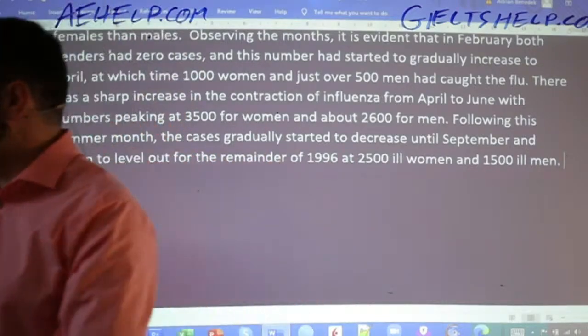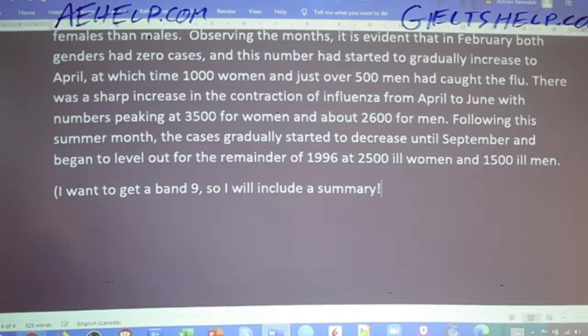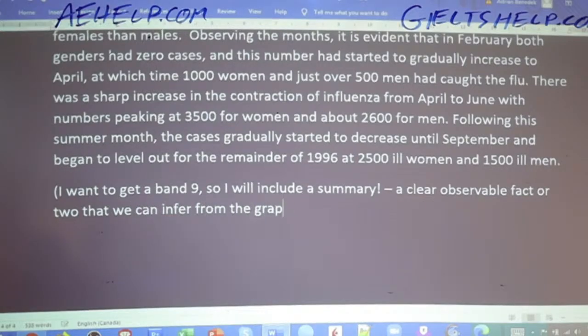Okay, that looks good. Now, if I'm really shooting for the stars and I want to get a band 9, so I will include a summary. Okay. And the summary is a clear, observable fact or two that we can infer from the graph.